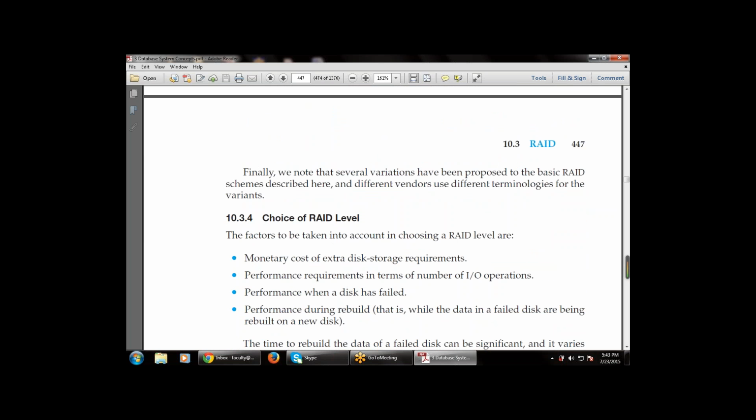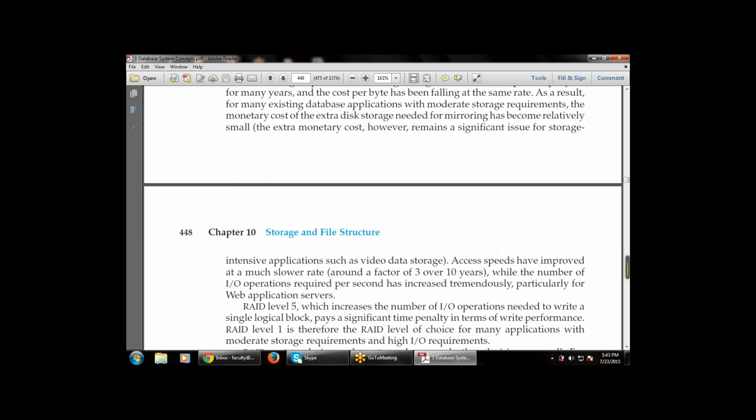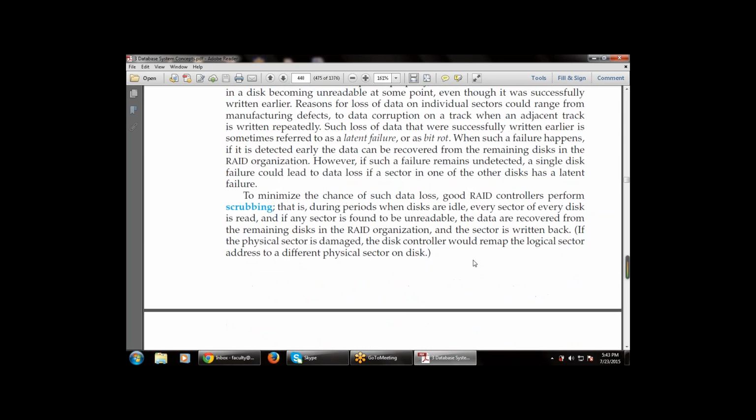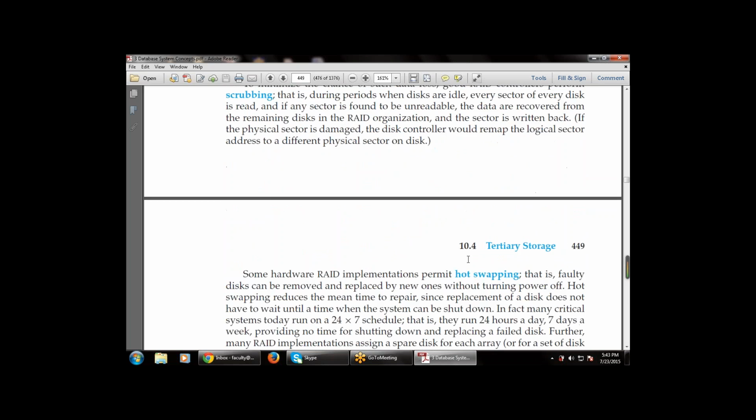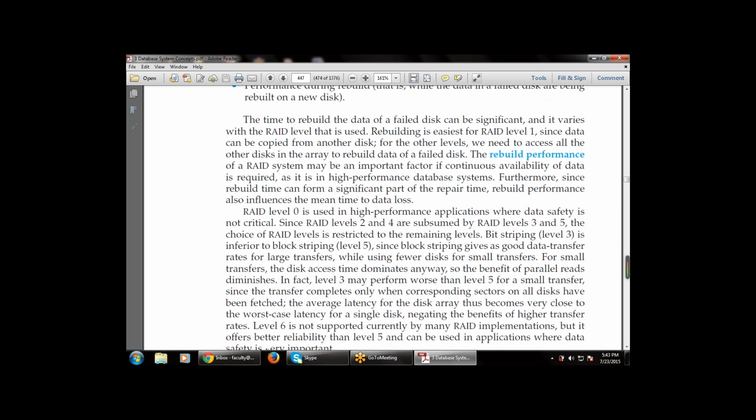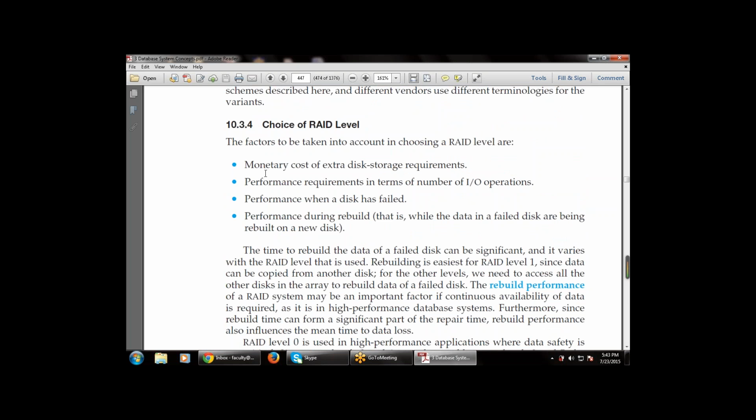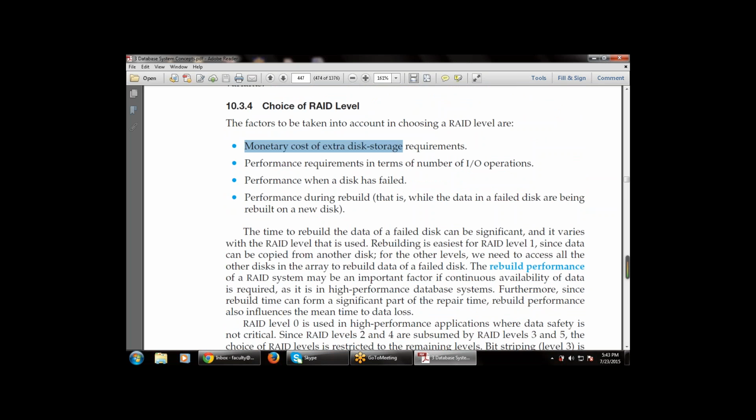Now what are the various choices of the RAID level, that is how to choose the RAID level, and what are the various performances that are used with the RAID levels. First of all, monitoring the cost of extra disk storage requirement. So there is a requirement of extra disks that is required by the RAID levels. The next is performance requirements in terms of the number of input output operations.